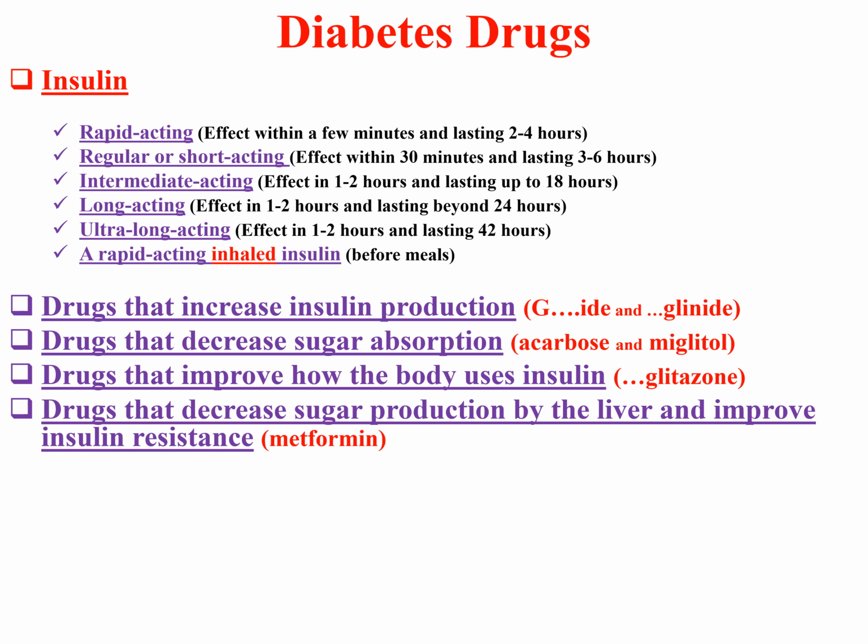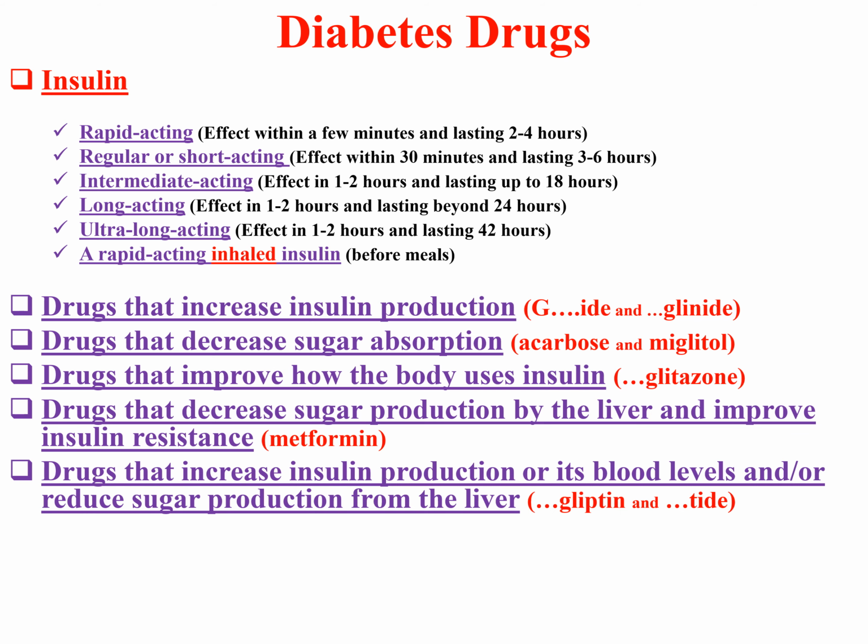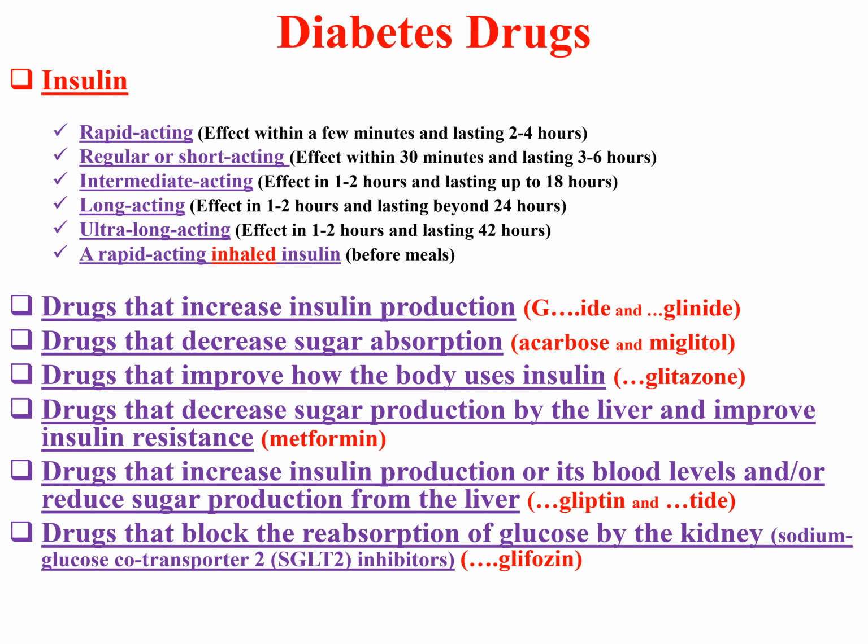And also we have the drugs that will be decreasing the glucose production by the liver and will be improving the insulin resistance due to the receptor insensitivity. And also we have the drugs that will be increasing the insulin production or increasing the concentration of insulin in the blood, and also reducing the glucose production from the liver. And also we have the drugs that will block the reabsorption of glucose from the kidneys. That's the one we call sodium glucose cotransporter 2 inhibitors.